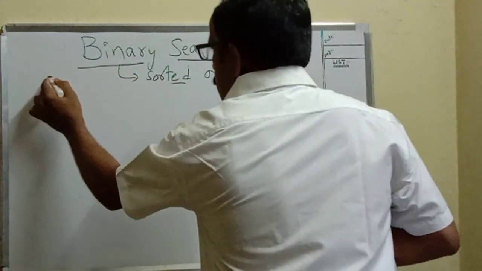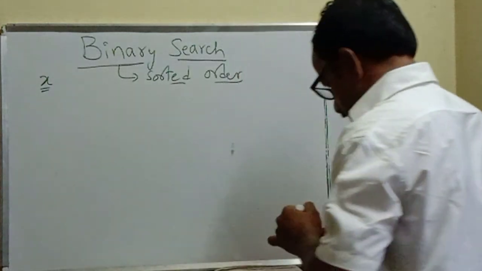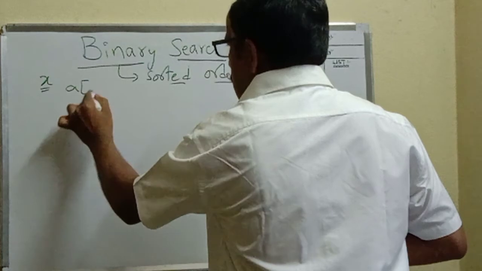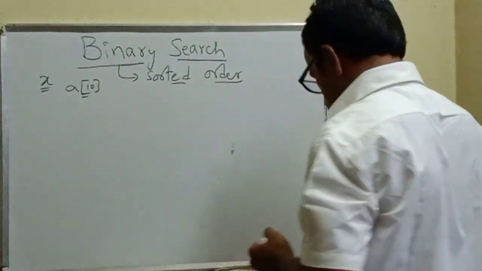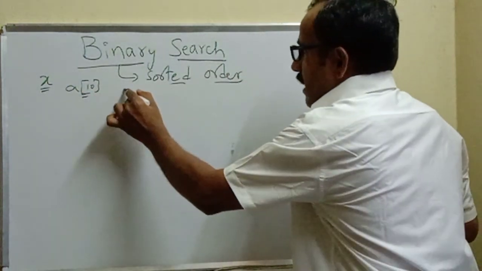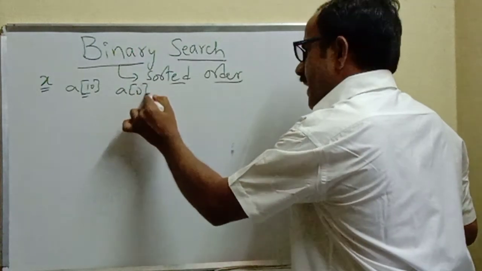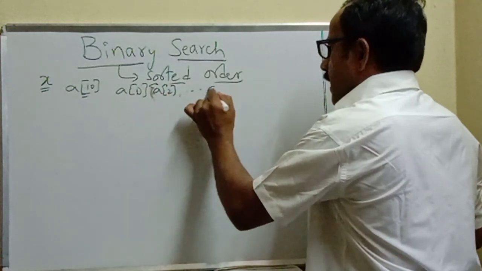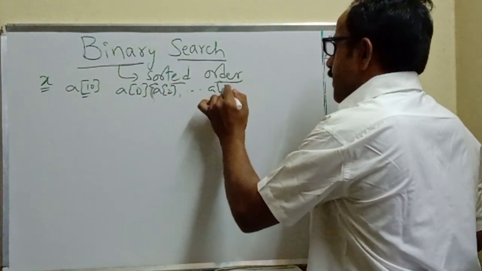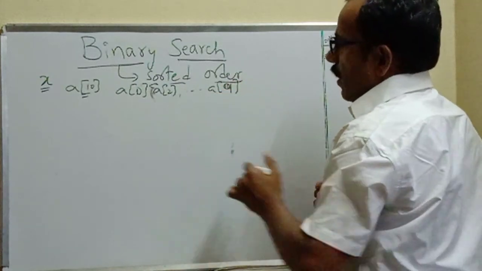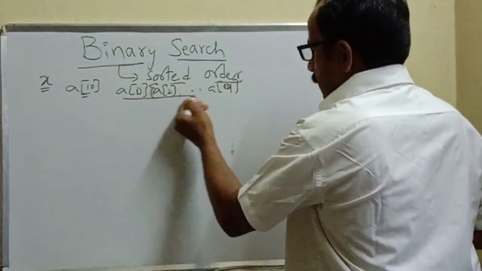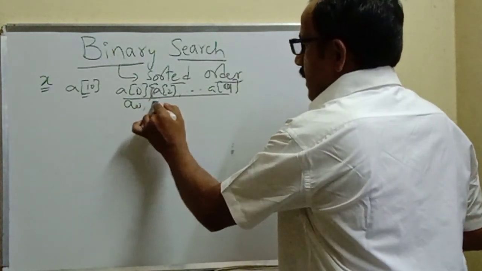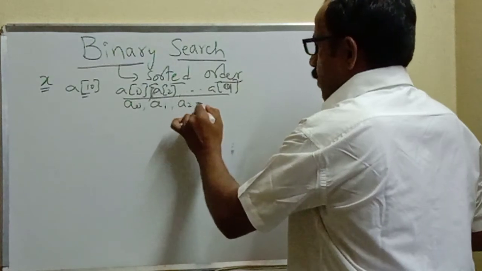Suppose you want to search for an element x, the searching element, in the given array. Suppose an array with 10 elements or 20 elements is there. Generally, the array elements can be represented as a of 0, a of 1, a of 2, and so on, if you start with 0, up to a of 9. Or we can use the lower subscript representation: a0, a1, a2, and so on, up to a9.